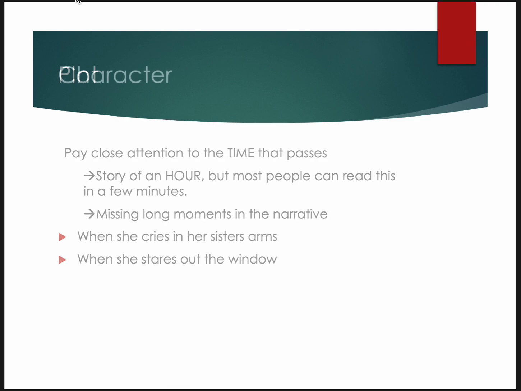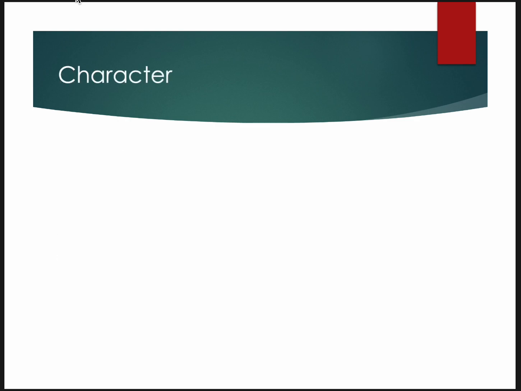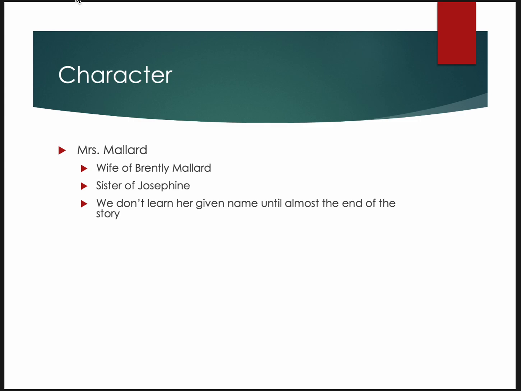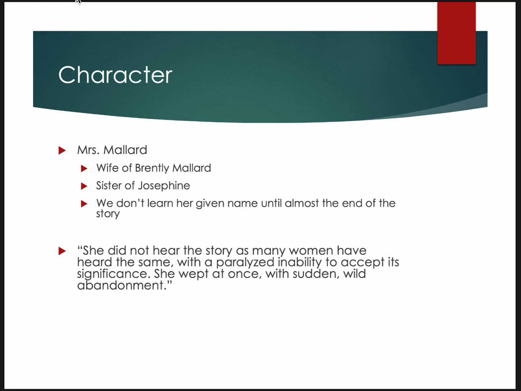The next thing we can really analyze is character. Remember, there's always a protagonist. That's the character that we know the most about. It's the character that we identify with, even if we don't like them. In this case, we have Mrs. Mallard as our protagonist, and we know a few things about her. She's a wife, she's a sister, but one of the things that should jump out to you is we don't really know her name until almost nearly the end. She is just Mrs. Mallard. Her first name is Mrs. for most of this text.